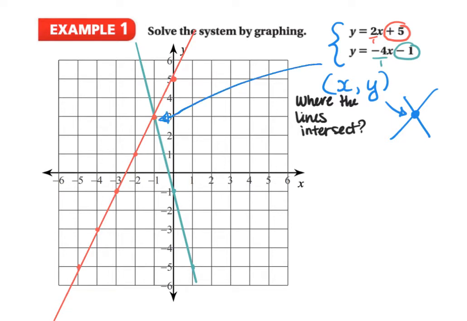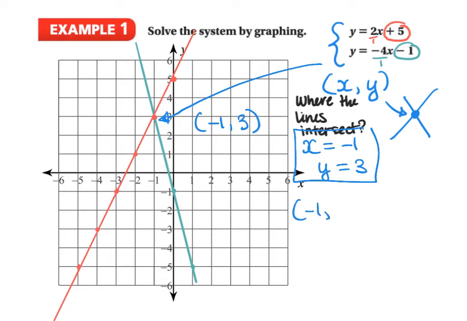So the solution that we have for this one is we see that the point is at negative 1 and 3. So when we're solving the simultaneous equations, we have x is equal to negative 1 and y is equal to 3. You can give your answer like this, or you could give your answer as an ordered pair. Both answers are acceptable for a solution.